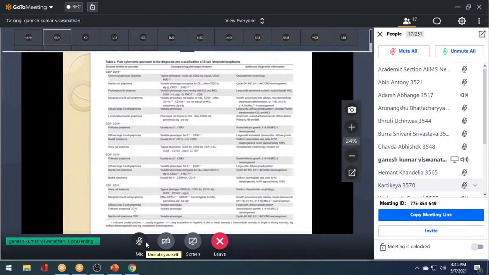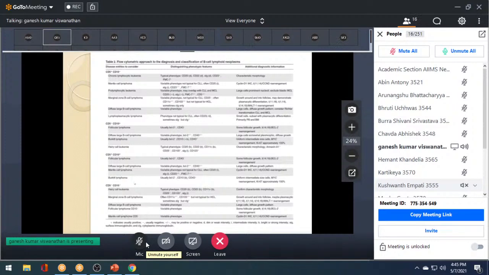So marginal zone lymphoma, diffuse large B-cell lymphoma, hairy cell leukemia, they are mainly under the category of indolent lymphomas. It's mainly marginal zone lymphoma and hairy cell leukemia which is CD5 and CD10 negative. The other lymphomas can have this phenotype, but that is rare. We leave about that. And again, CD5, CD10 both positive is also rare.